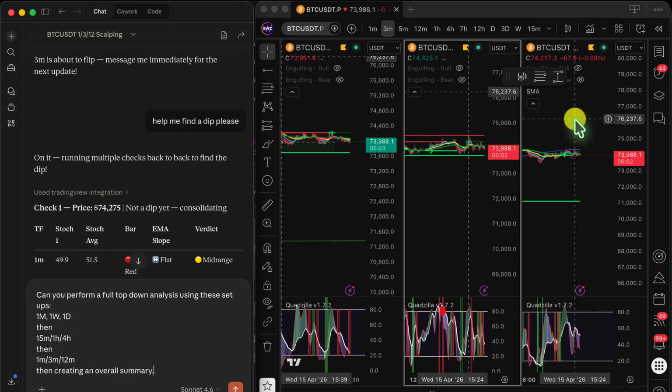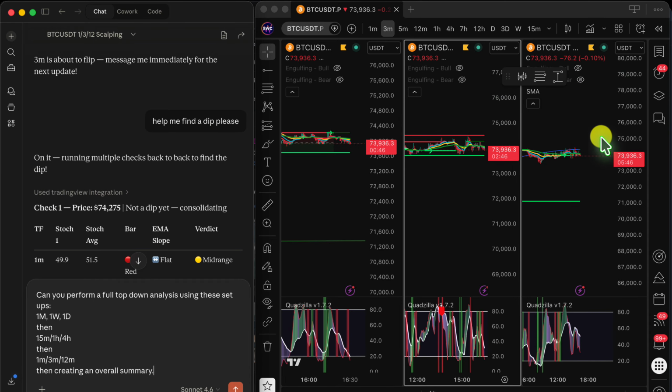Now, I have been finding this very useful, but I also thought it would be good to look at it on a larger time frame as well. So I did ask Claude to look at it on the 15 minute, 1 hour and 4 hour time frames at the same time, looking at all 3 in the 3 different panes of TradingView.